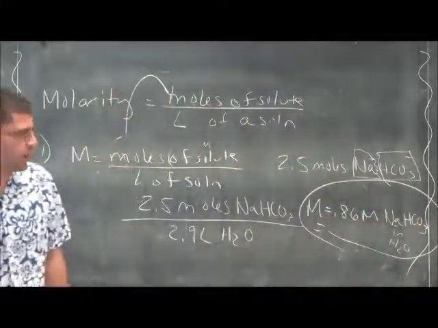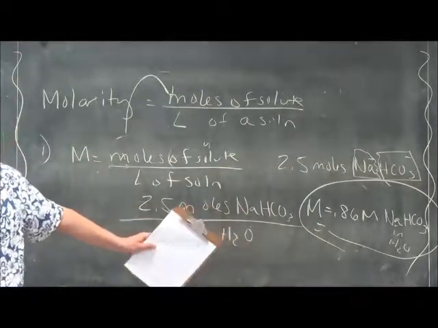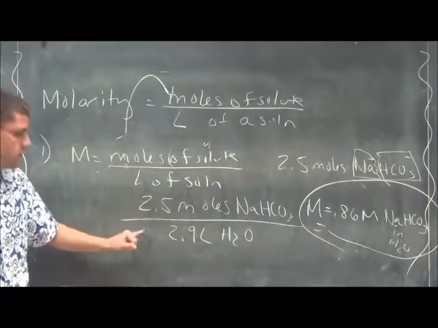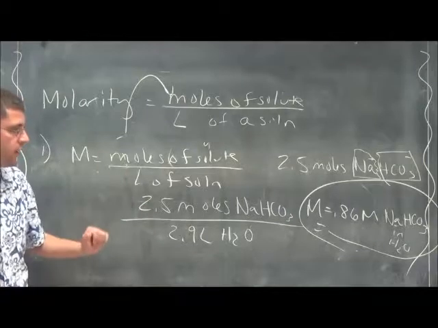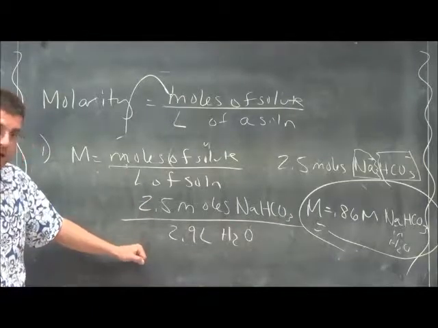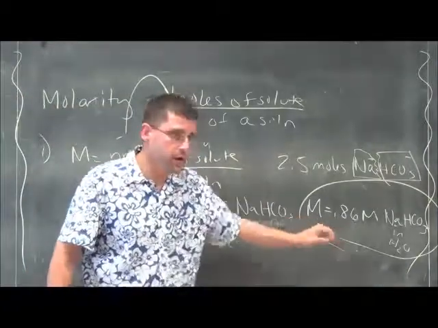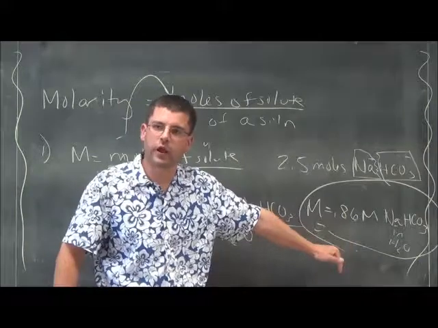Okay, and there's your final answer: 0.86 molar solution. Now again, how do you strengthen it? Increase the solute. How do you dilute it? Increase the solvent. Strengthen it, increase the solute; dilute it, increase the solvent. So if I dilute it, if I increase the solvent, the molarity goes down, the concentration goes down.